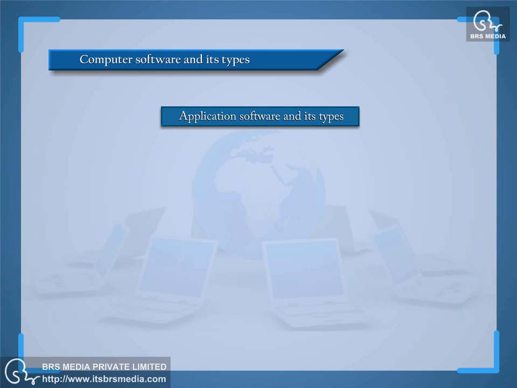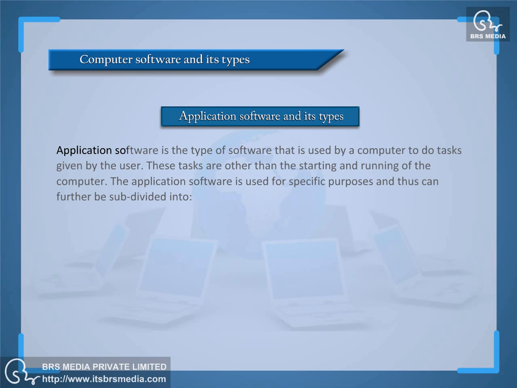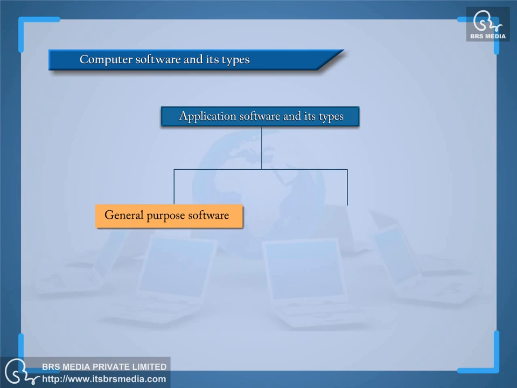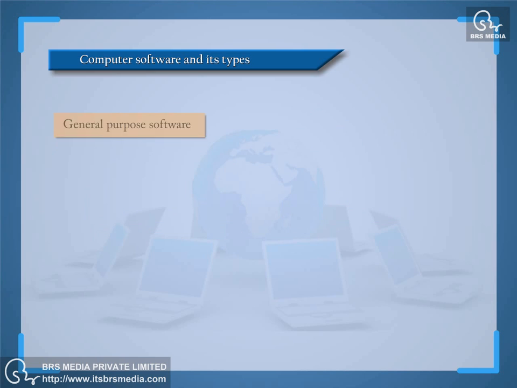Application software and its types. Application software is the type of software that is used by a computer to do tasks given by the user. These tasks are other than the starting and running of the computer. Application software is used for specific purposes and thus can further be subdivided into general purpose software, customized software.